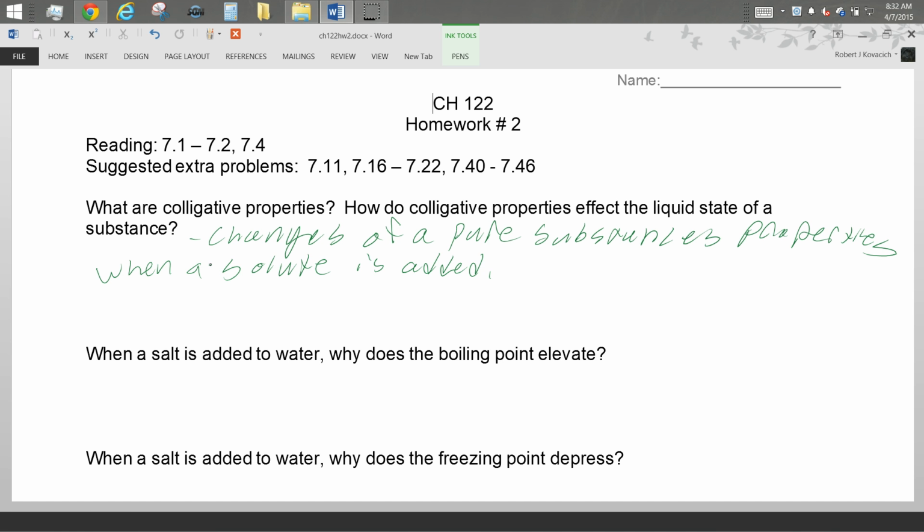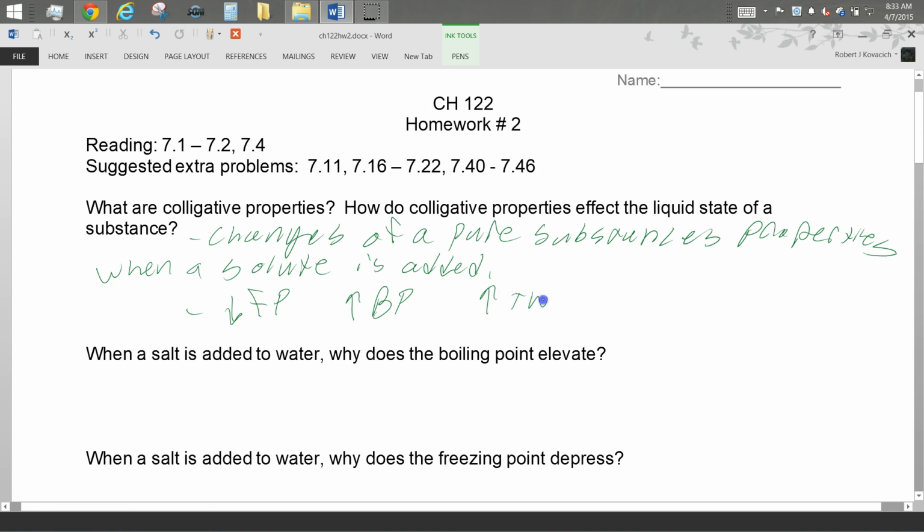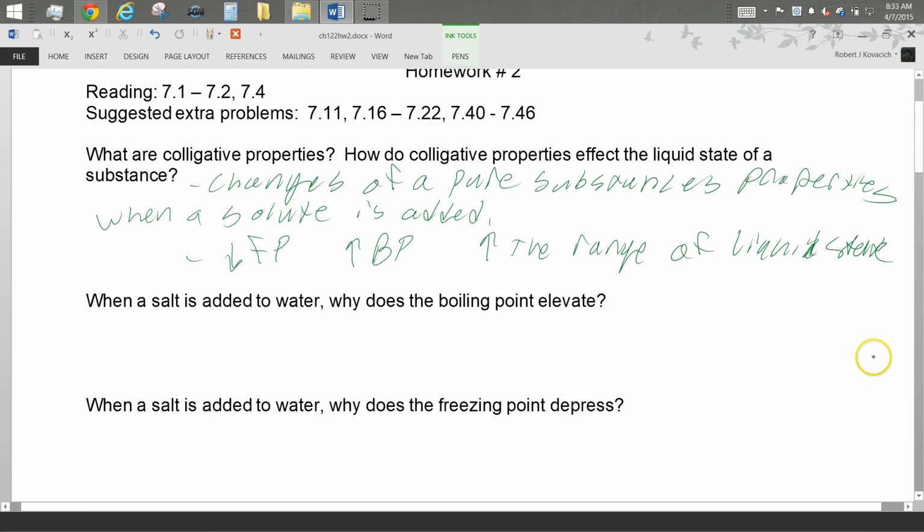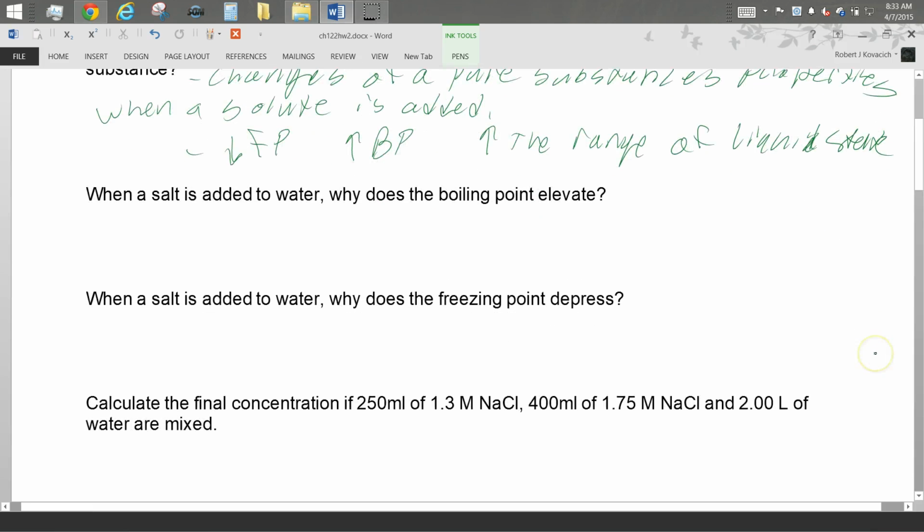How does it change the liquid state of the substance? Lowers the freezing point, raises the boiling point, basically increases the range of the liquid state. It's liquid longer. All right, so what happens when a salt is added to water?